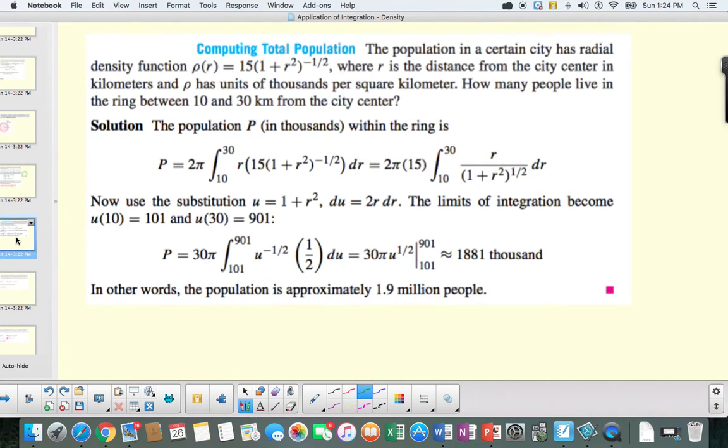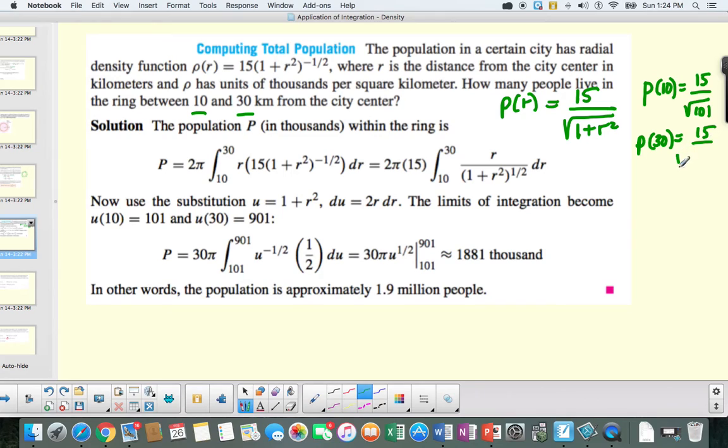All right, here's an example of computing total population. We want to find the total population from 10 to 30 kilometers away from the city center. Let's take a look at the population density, and let's get more comfortable with it. This is 15 divided by root 1 plus r squared. And the population at 10 will be equal to 15 over, and if I put 10 here, it's root 101. Now the population at 30 will be 15 over root, and if I take 30 squared, that's 901.